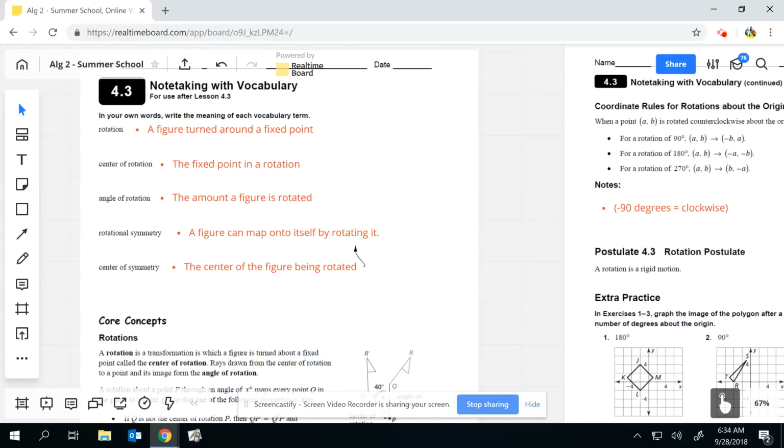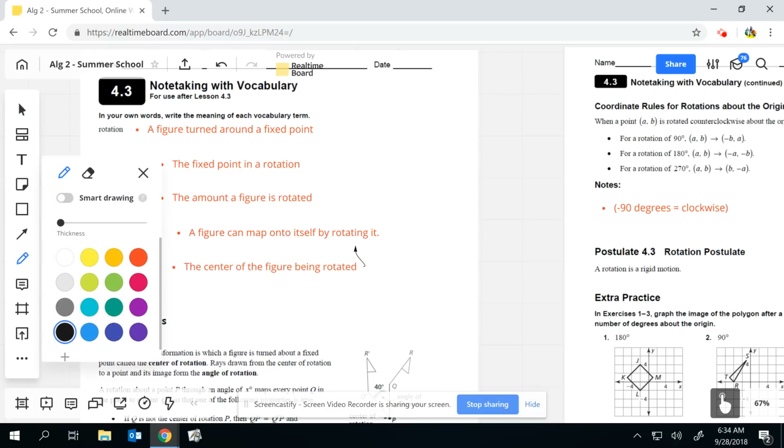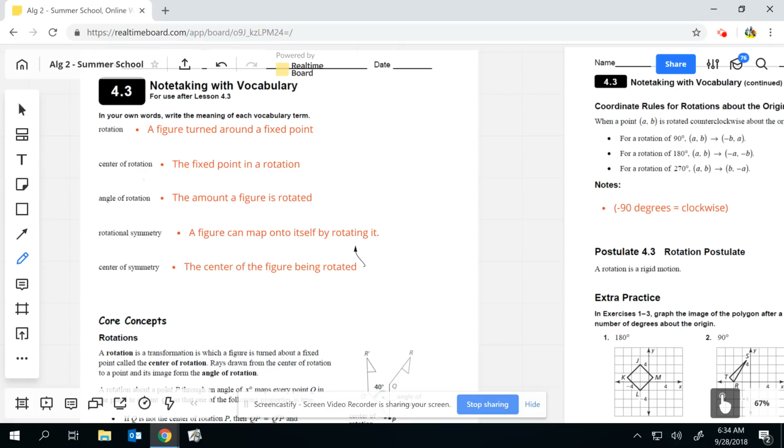Rotation, a figure turned around a fixed point, and that fixed point is the center of rotation. So when you're talking about a fixed point, we're talking about the center of rotation. So you're rotating something around a center. You can kind of think of our solar system rotating around the sun. So this fixed point would be the sun, and then you get the rotation. So a shape can be rotated around a fixed point.